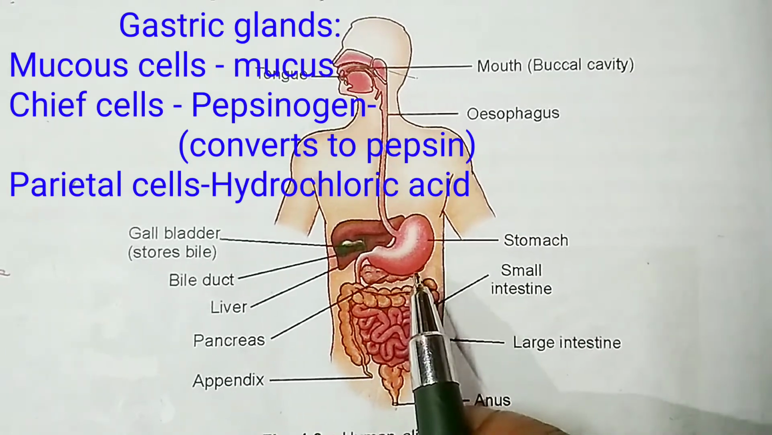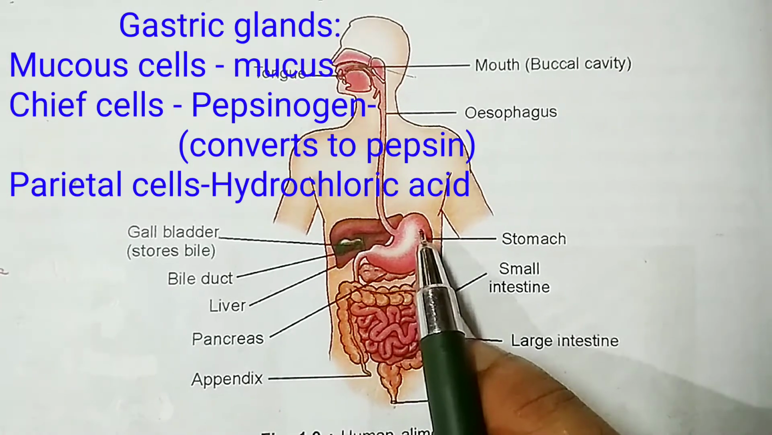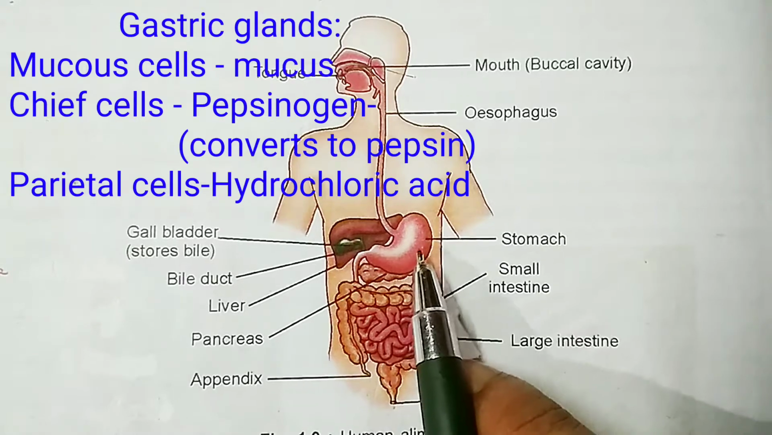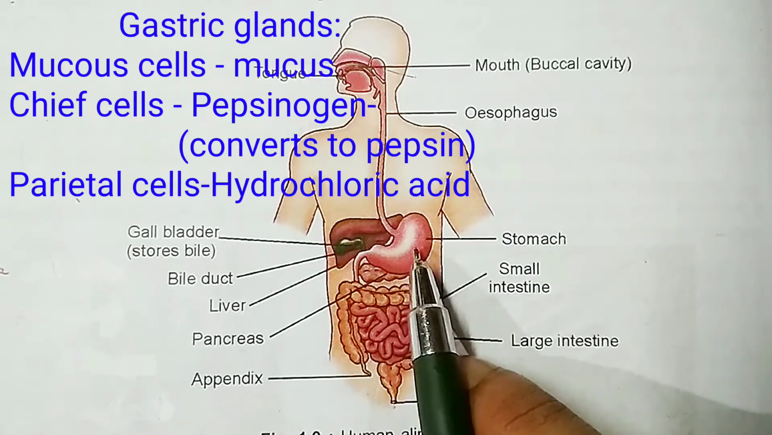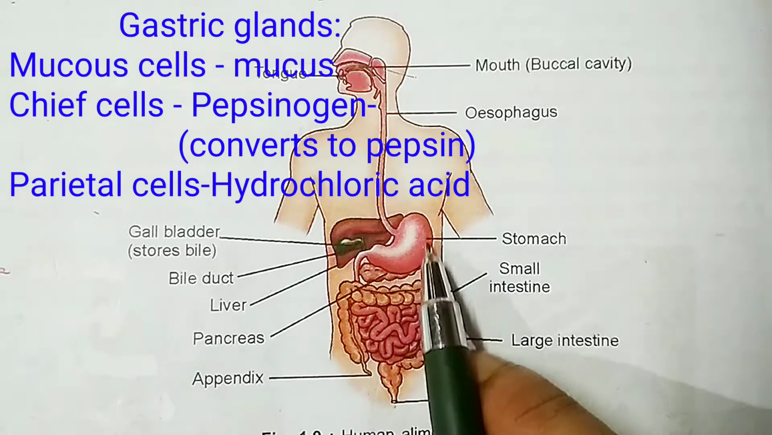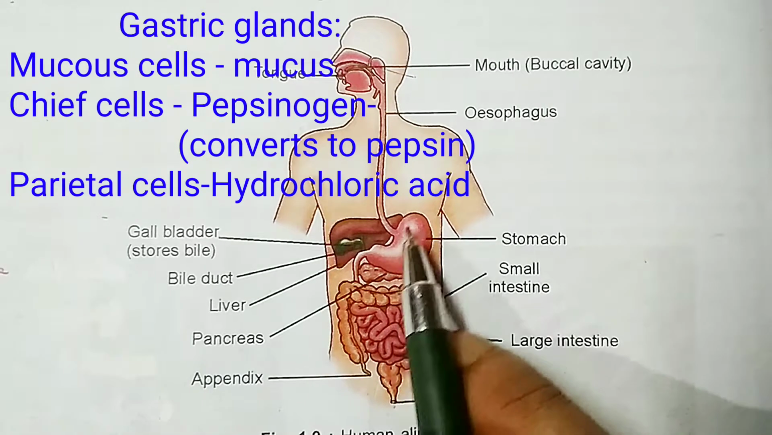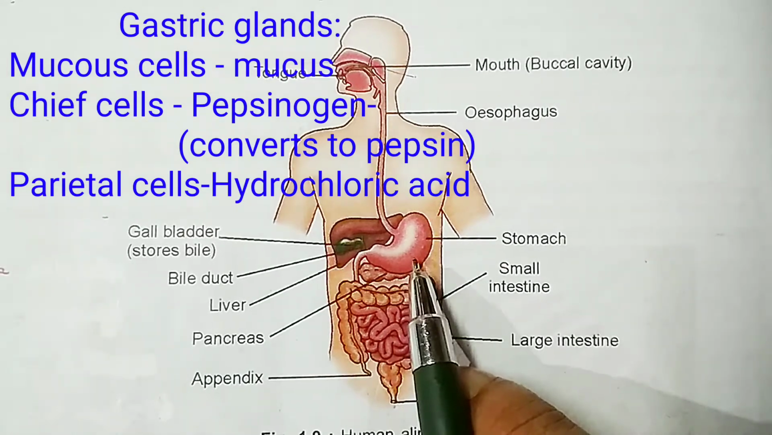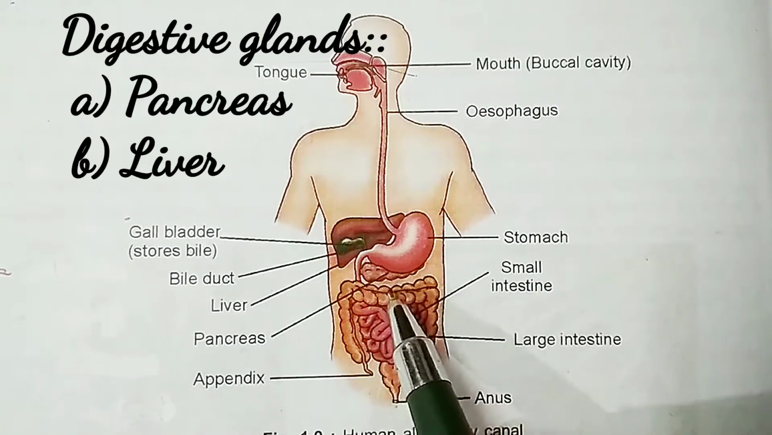The second type of cells present in the stomach lining is called chief cells. Chief cells release pepsinogen, which when it comes in contact with hydrochloric acid converts to pepsin, and this pepsin helps in the digestion of proteins. The third type of cells present in the stomach lining are called parietal cells, and these parietal cells release hydrochloric acid.